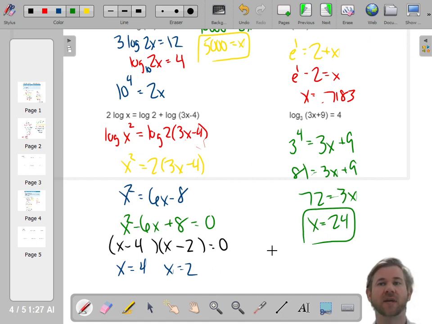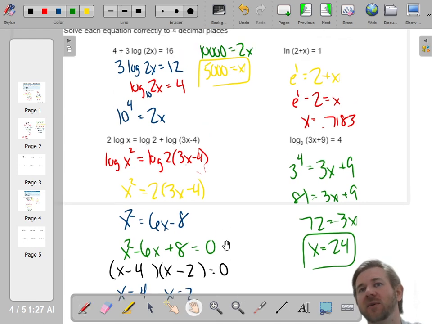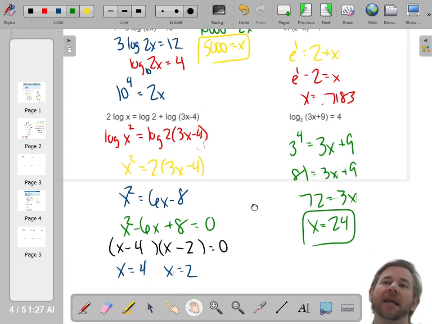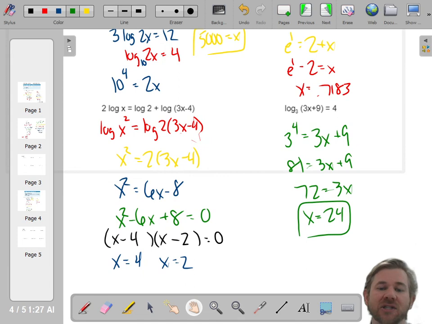So you can take the logarithm, condense it, and then rewrite it as an exponent. Or sometimes you have to get the log by itself. But at the end of the day, it just comes down to, can you rewrite the logarithm as an exponent?